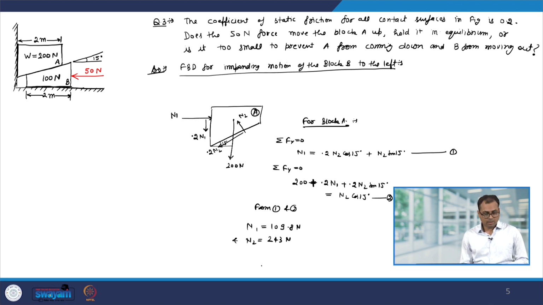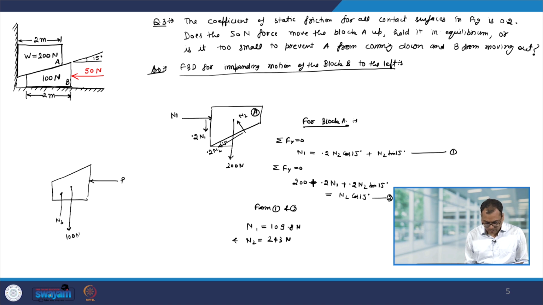Now, let us look at block B. So, this is the free body diagram of block B. So, external force P is acting on it, N3 will act upward, its weight is given, it is 100 Newton. Now, as I said, we are pretending that the block is moving to the left, therefore, its frictional force will be like that and it will be 0.2 times N3, and here you will have 0.2 into N2 because we have normal force N2, and of course, it is acting at 15 degree. This completes the free body diagram of that.